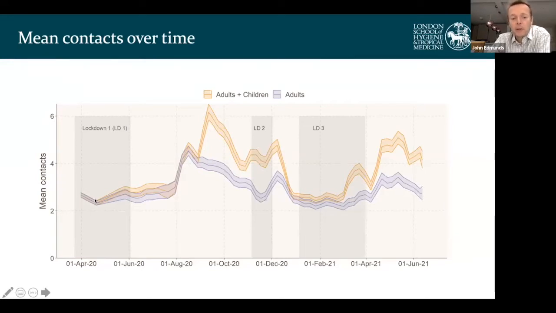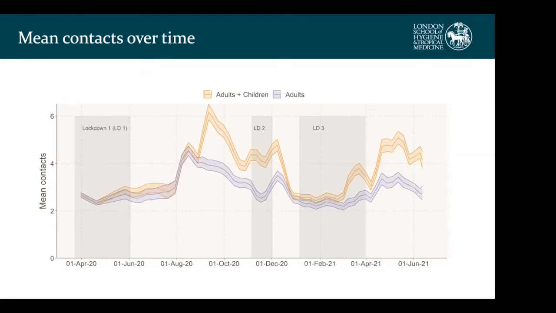And if you look, you can see at the beginning, people were recording somewhere about 3 contacts per day, roughly, in the first lockdown. To put that in context, in the surveys that we've done previously, before the pandemic, the average number of contacts people make was about 11. So there's a sort of 75% reduction in contacts made at the beginning of the first lockdown.